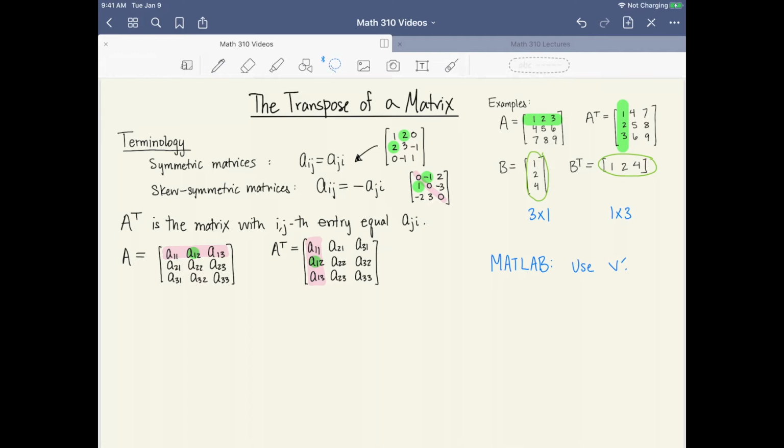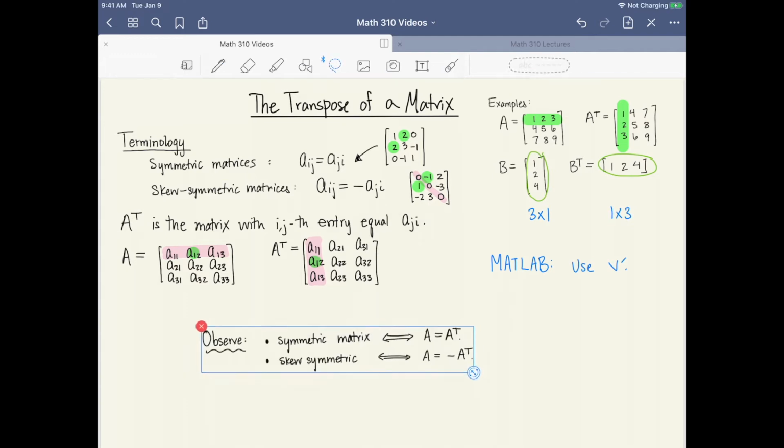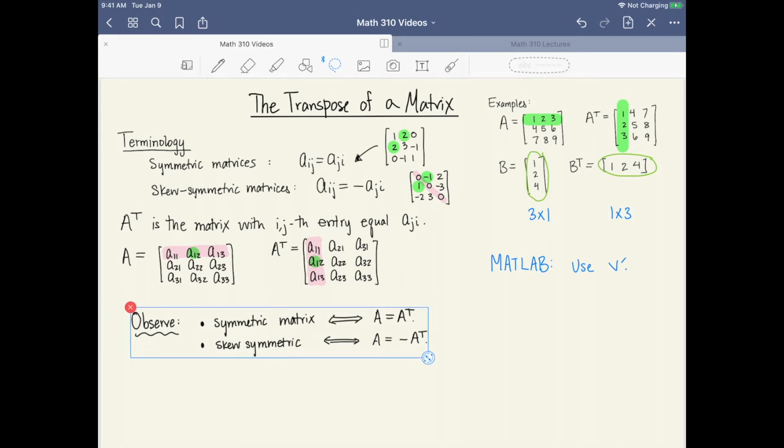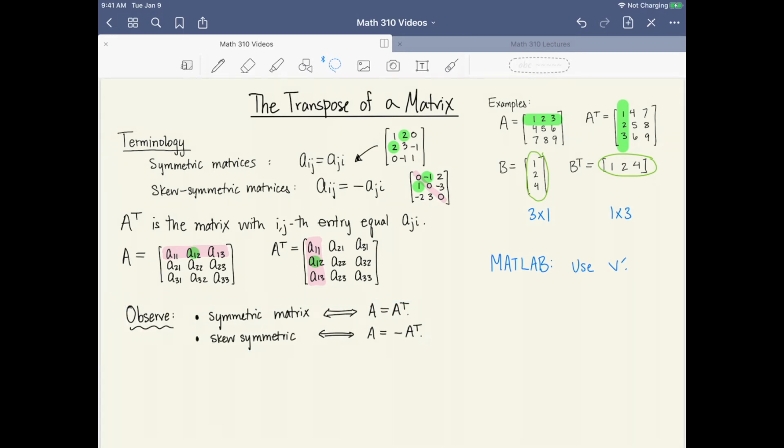So let's make the following observation. If you have a symmetric matrix, then aij is equal to aji. So what this means is that A is equal to its own transpose. And if you have a skew-symmetric matrix, well, that just means that A is equal to -1 times A transpose. It's often convenient to think about the transpose of a matrix in this way.